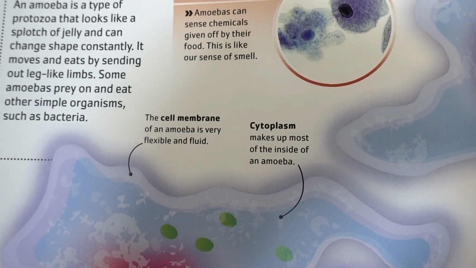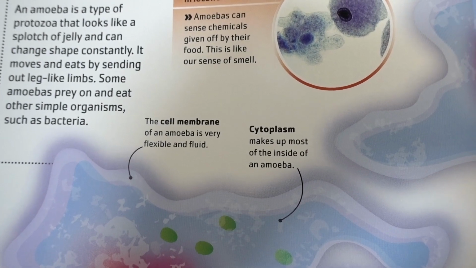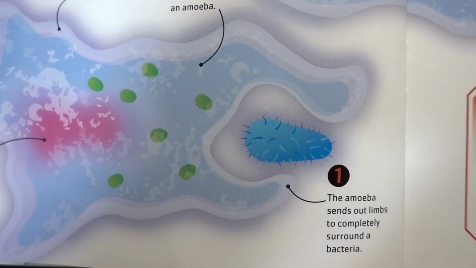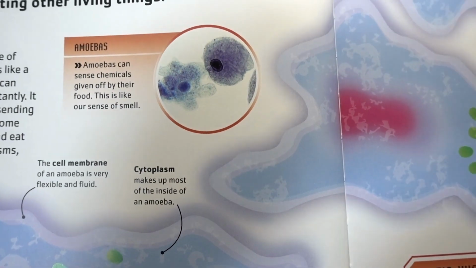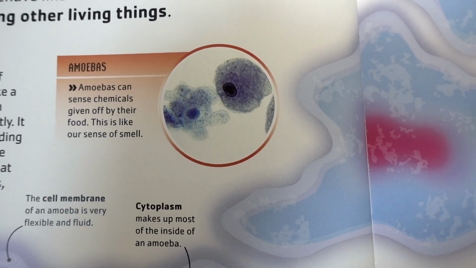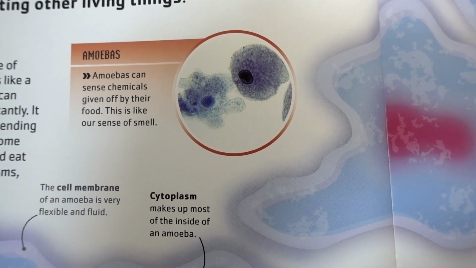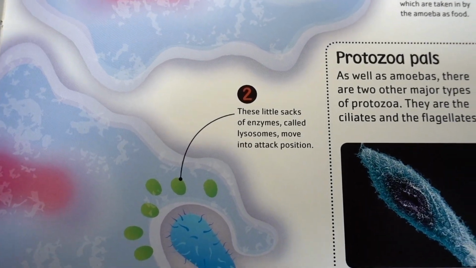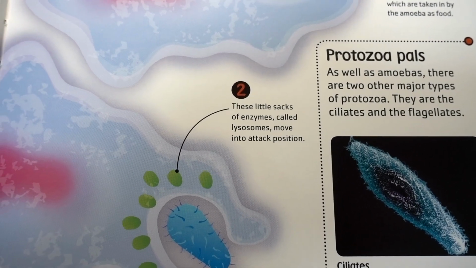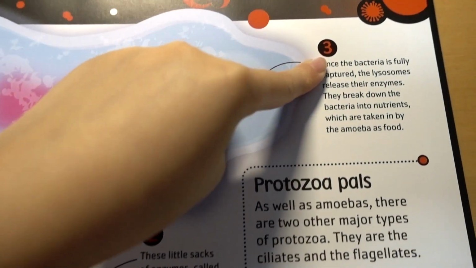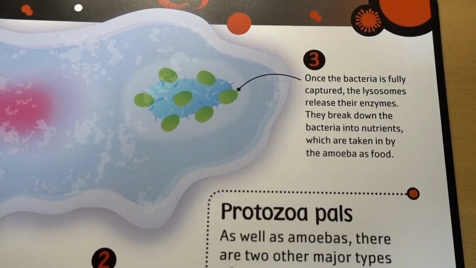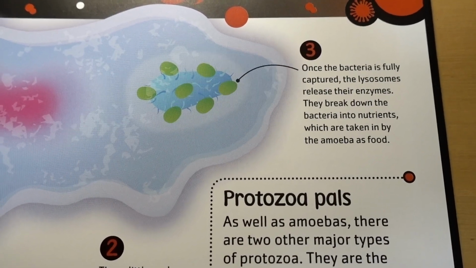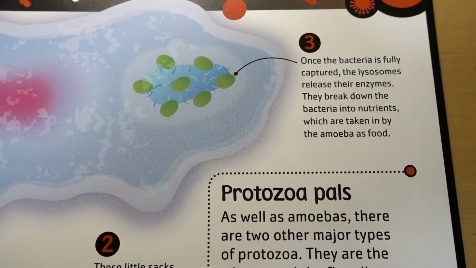Cytoplasm makes up most of the inside of an amoeba. The amoeba sends out limbs to completely surround a bacterium. Amoebas can sense chemicals given off by their food. This is like our sense of smell. These little sacs of enzymes, called lysosomes, move into attack position. Once the bacterium is fully captured, the lysosomes release their enzymes. They break down the bacterium into nutrients, which are taken in by the amoeba as food.